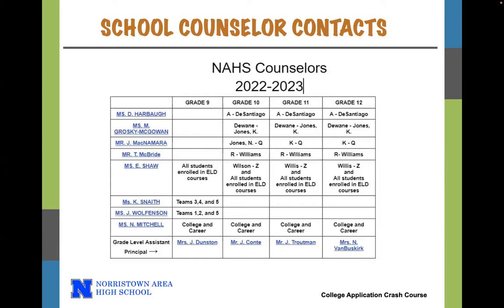So you guys are going to get this in a handbook. You're also going to get this somewhere in your email. But of course, if you want to take a picture of this, go ahead and knock yourself out and take a picture of that as well. Okay. So that's how you're going to be broken down. And also, you can see which assistant principal is over what grade. So Mr. Troutman has grade 11 and Ms. Van Buskirk has grade 12.